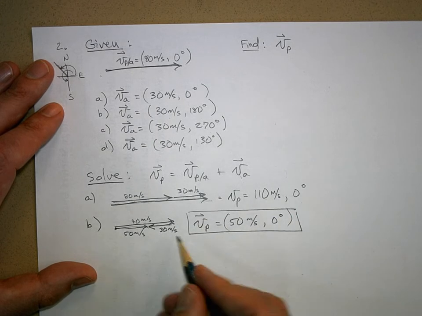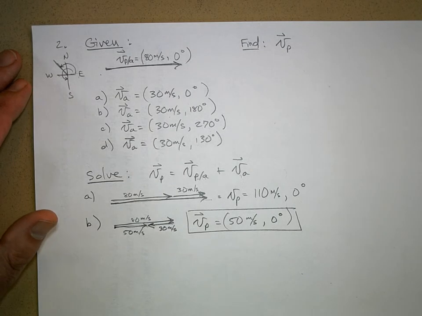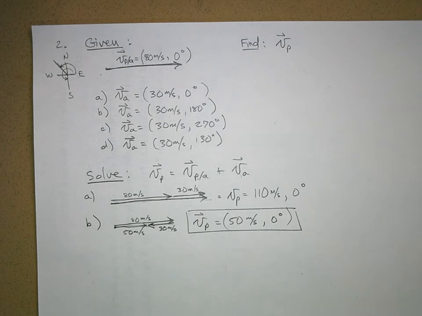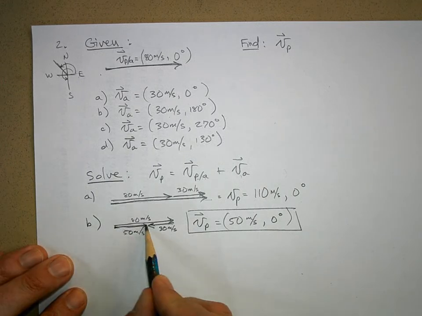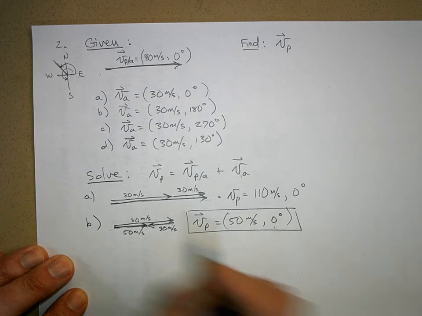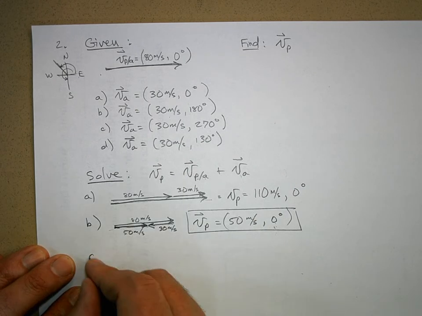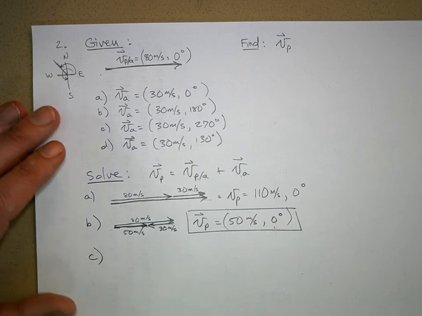The velocity of the air was at 180 degrees. So really, this is like a pilot flying into a headwind. So the pilot thinks the air is moving by the plane at 80 meters per second. But the air is moving backwards at 30 meters per second. So compared to the ground, it's actually only moving 50 meters per second, but in this direction, like this. And this direction to the right or to the east is 0 degrees. Okay, good question. Now, part C, this one's a little bit harder.